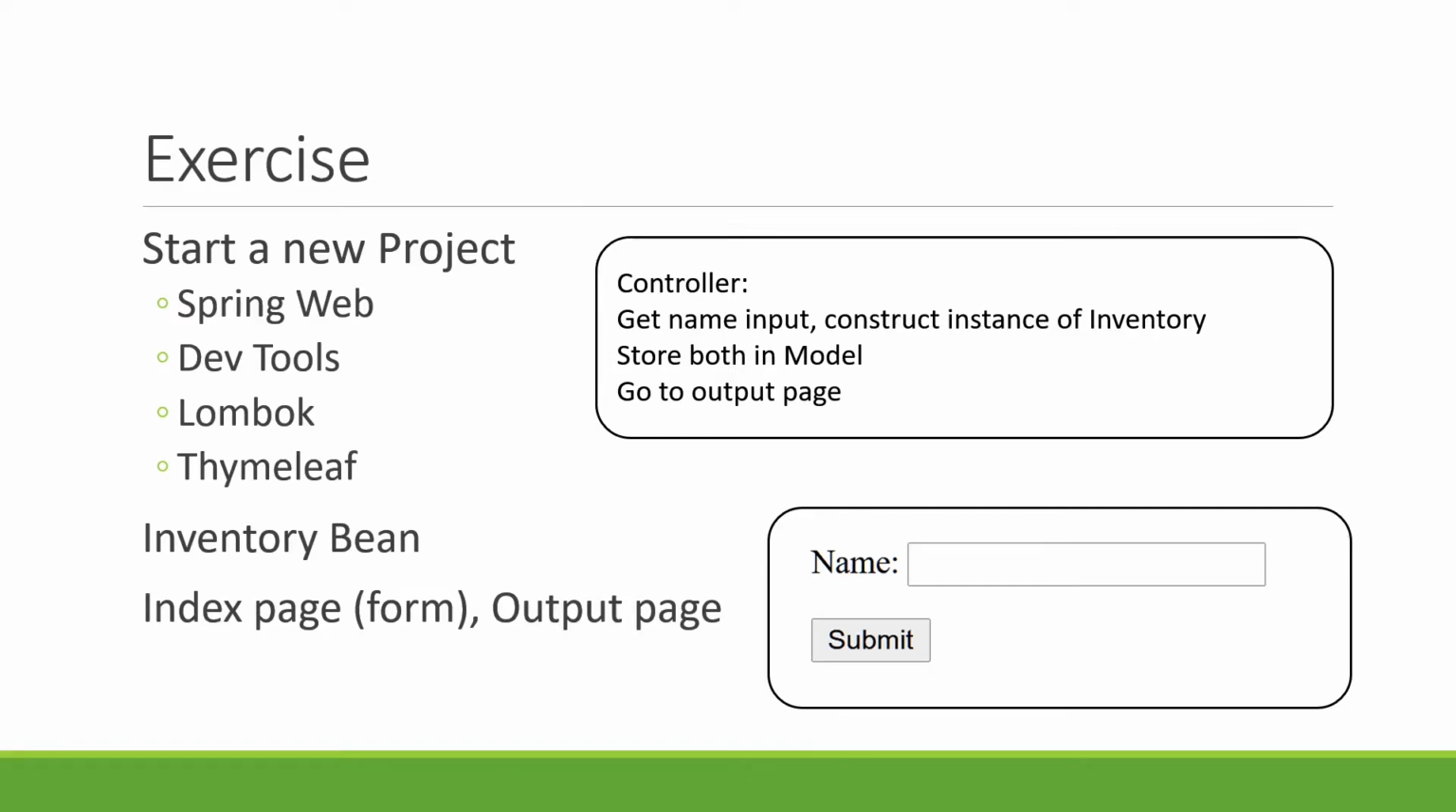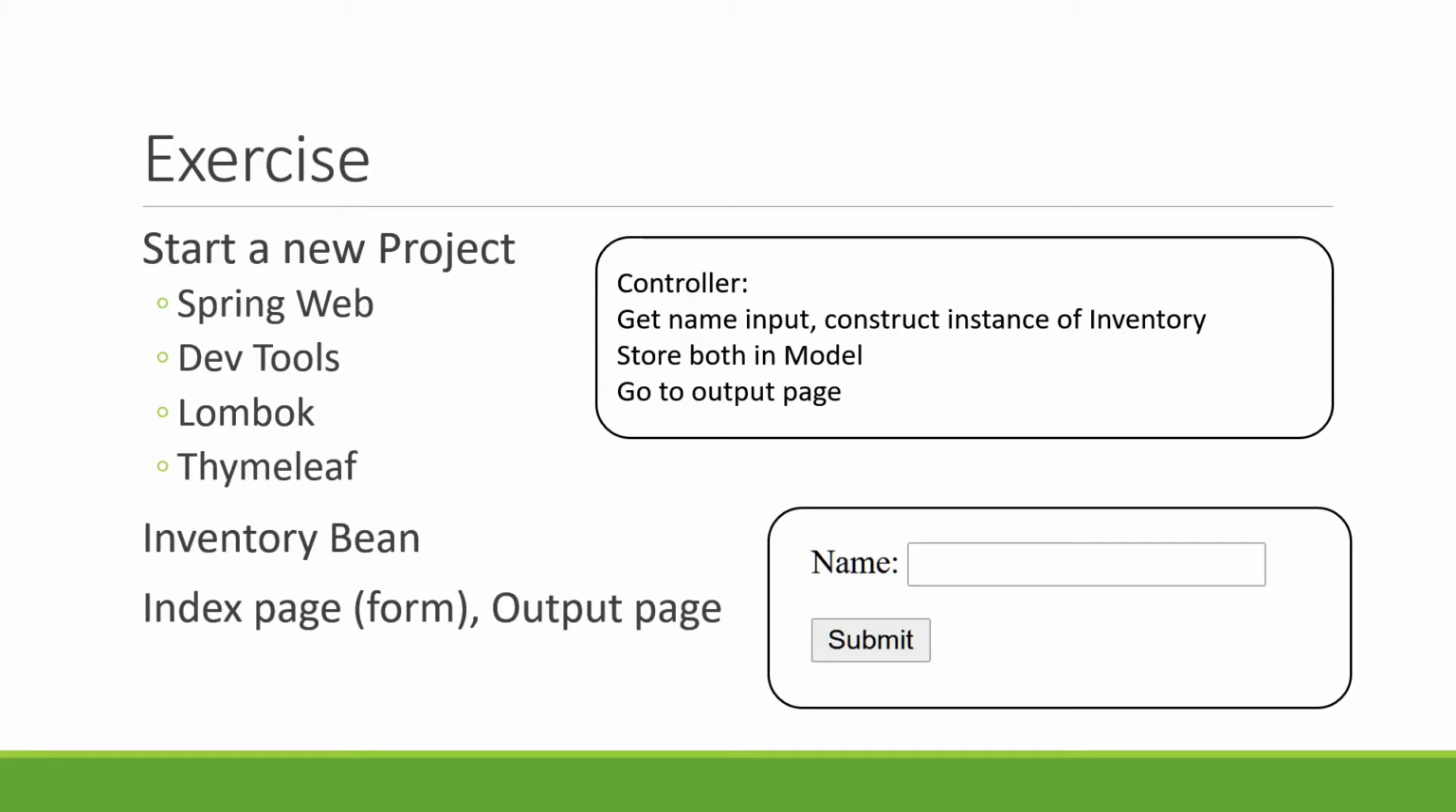Note that unless specified otherwise, assume all HTML pages from here on in go in the templates directory, and images and CSS should always go inside their respective directories inside the static directory. Now on your output page, make sure you give it a title and a heading. And in your controller, you're going to add a handler method that receives the user's input for the name field on the form. Also, construct an instance of the inventory class and give it some data for the ID, item name, and quantity, and then store that inventory object in the model.